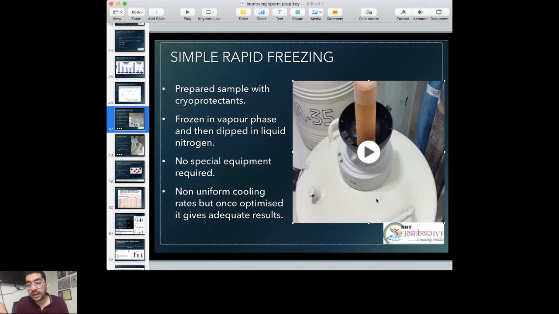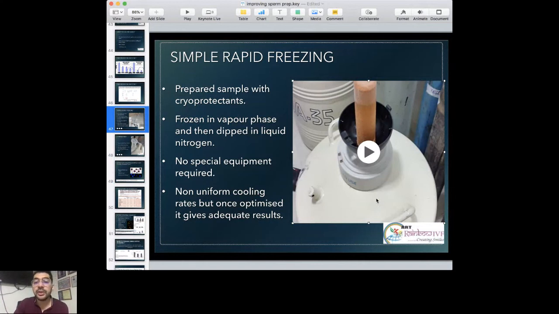So that's something that, when I did horse, I've done it like that, but whichever way you like. How much time in vapor phase? 15 minutes, and then you dip it into nitrogen. This is what we have followed for ages, and it's worked really well for us.